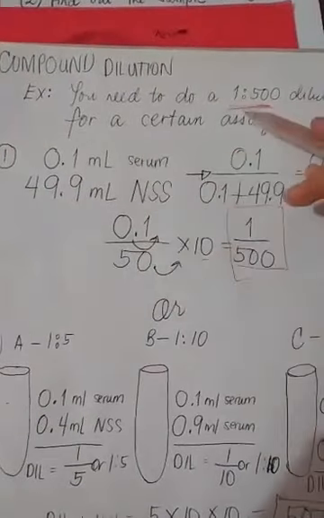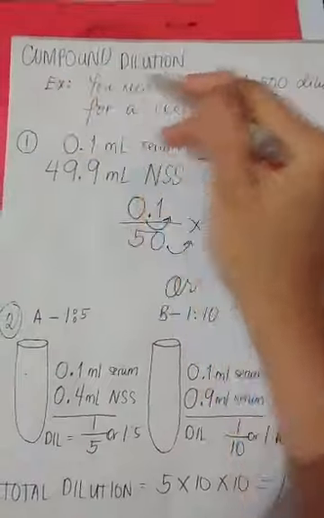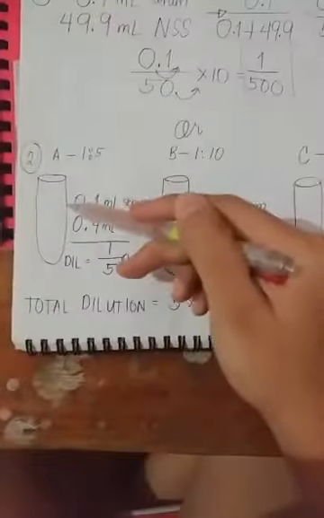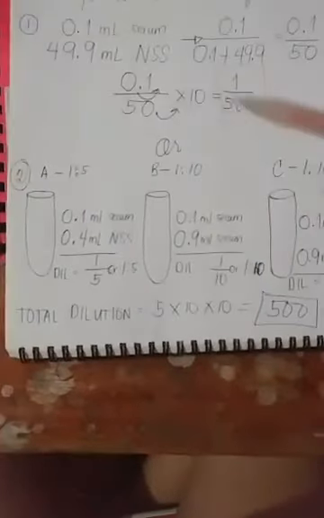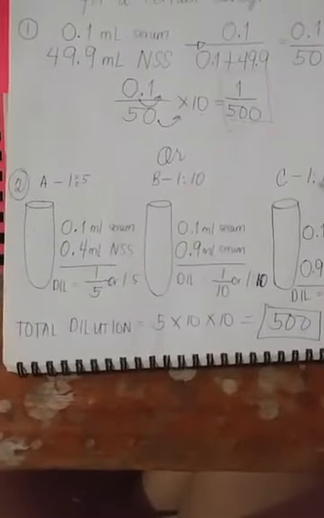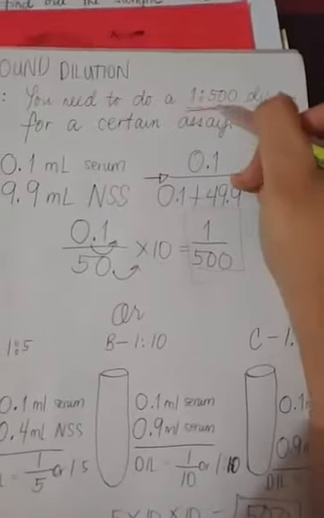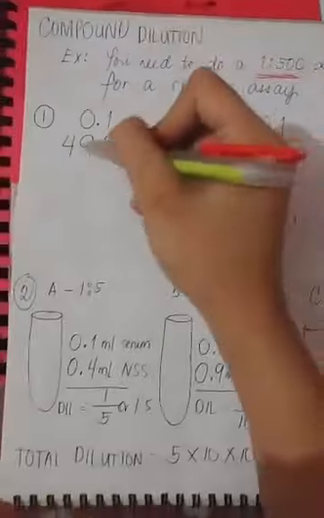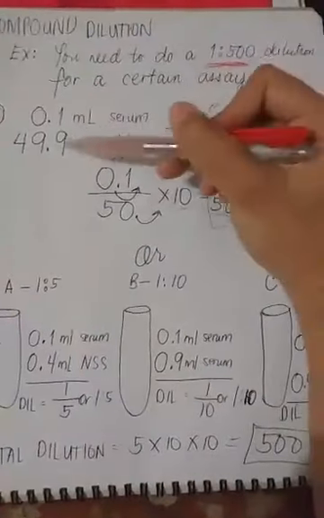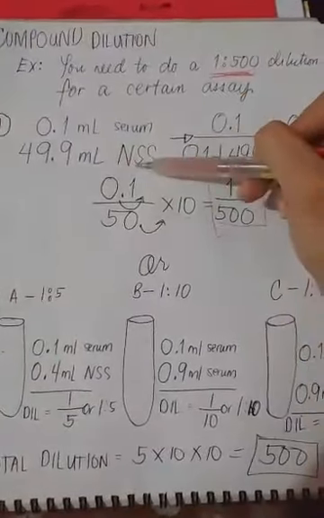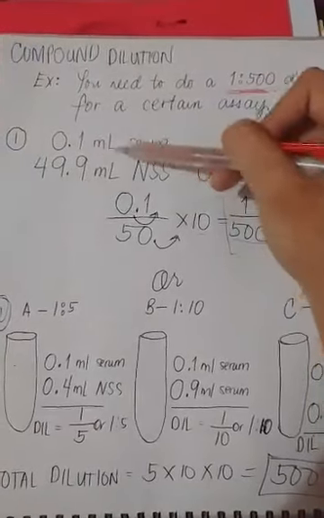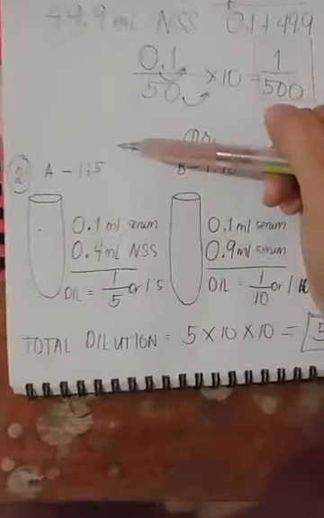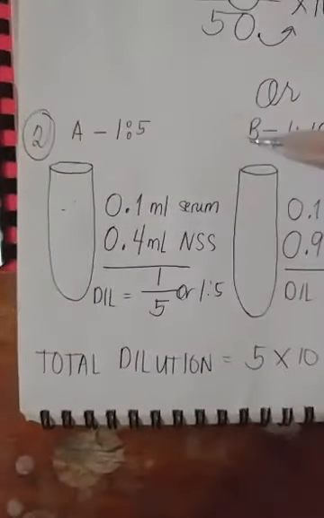Whereas, kung gusto rin natin siya ma-achieve, pwede naman tayo mag-compound dilution. When we say again compound dilution, we just do a series of dilution, pero iba't iba ang dilution factor. So, ulit ha, sa mga ngayon palang nanonood, ang gusto daw natin makuha ay 1:500 na dilution. Pwedeng ito, yung step number 1, kung saan gagamit ka ng 49.9 ml of NSS, tapos sasamahan mo ng 0.1 ml ng patient's serum. Pero, ang mas magandang gawin para mas makatipid tayo sa reagents, mag-compound dilution.